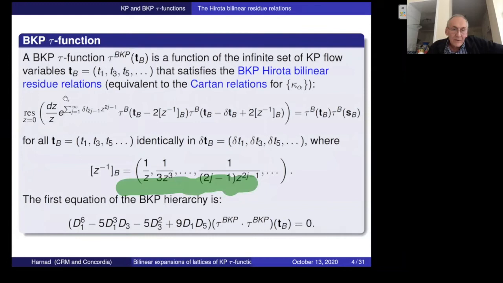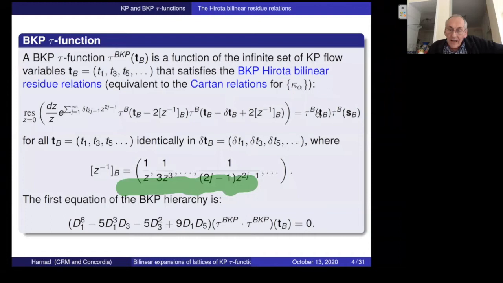That's very similar. Instead of having Z over Z, we have a 2, but you'll see that the notation is almost the same. Nota bene that the exponential is only a sum over odd powers alone. So the flow variables for the BKP only coincide with every second flow variable from the viewpoint of KP. And there is a relationship between the two. In fact, this whole talk is about that relationship. Otherwise, it's essentially the same structure.